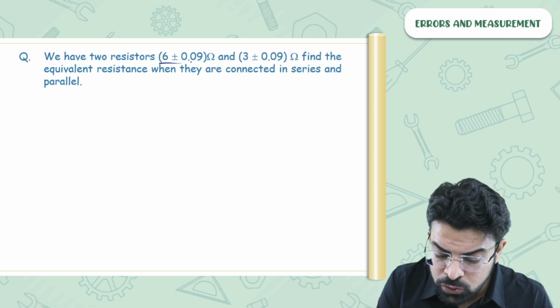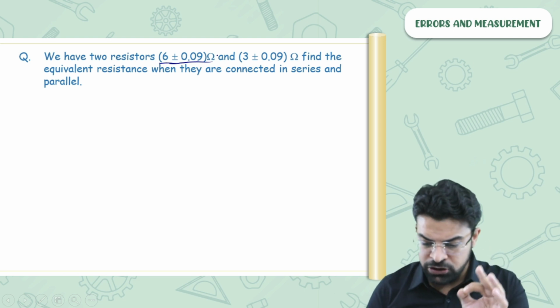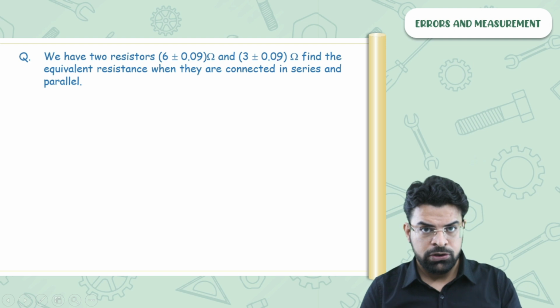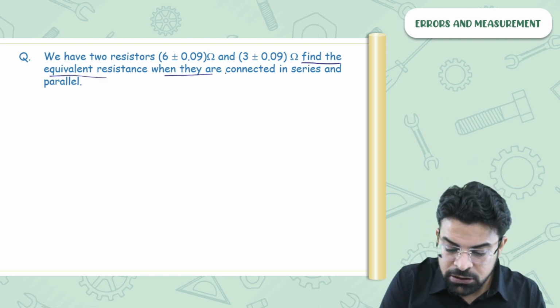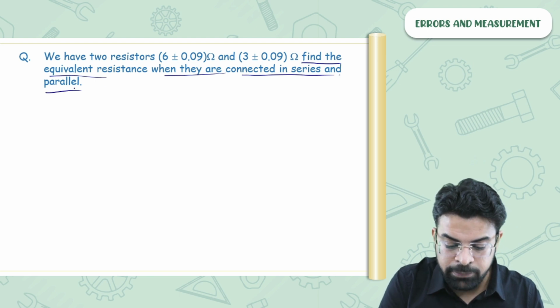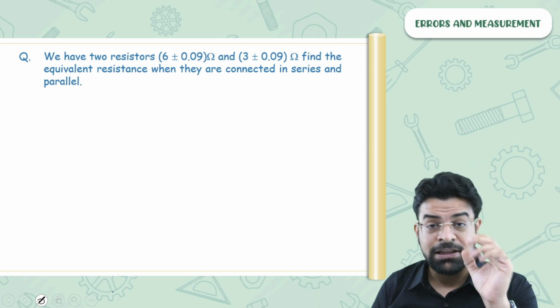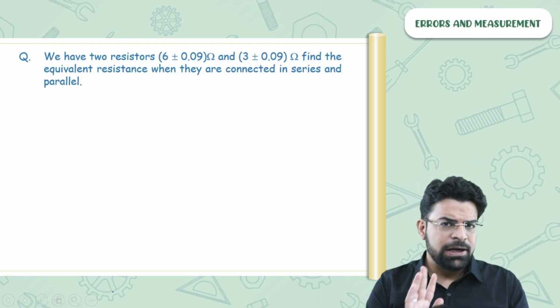The question says, we have two resistors, the first one of 6 plus minus 0.09 ohm and the second one of 3 plus minus 0.09 ohm. So you have got two resistors. Find the equivalent resistance when they are connected in series and parallel. So what will be the equivalent resistance of these two resistors when they are connected in series and when they are connected in parallel? So the series part is easy.